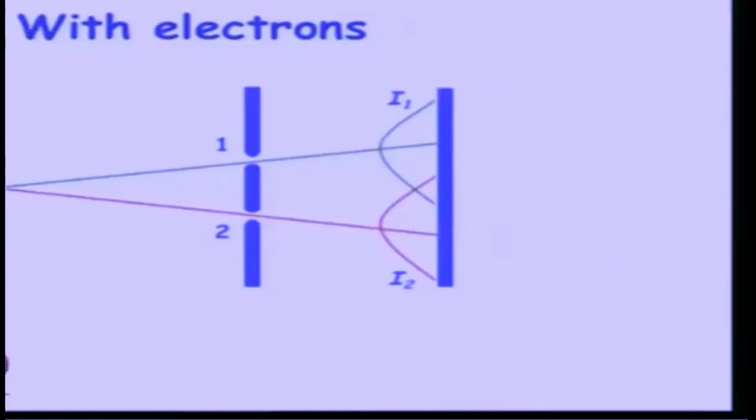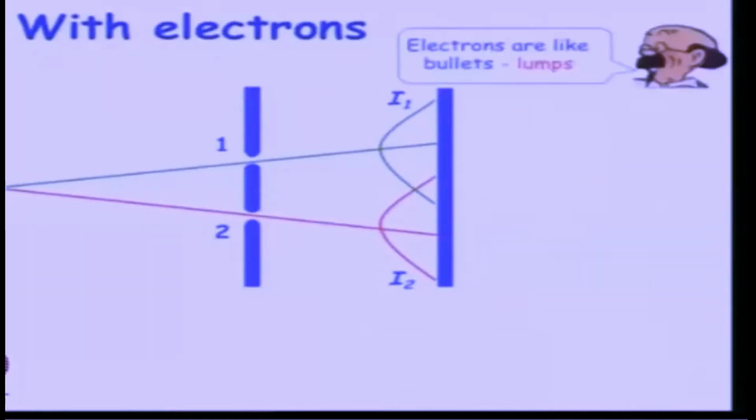So they seem to be similar to bullets, and therefore, if I ask the question, what will be I12? I12 is the intensity distribution in the case where I keep both the slits open. What would be the expression for I12? And what would be the answer? Obviously, it has to be the sum of I1 and I2. So the expectation is that I12 must be the sum of I1 and I2.